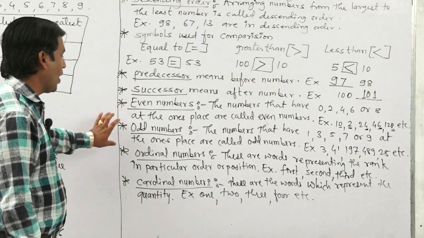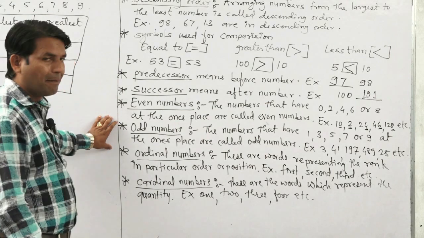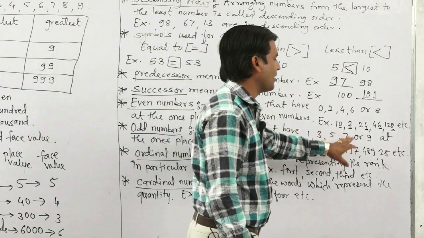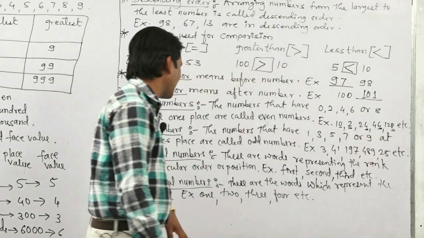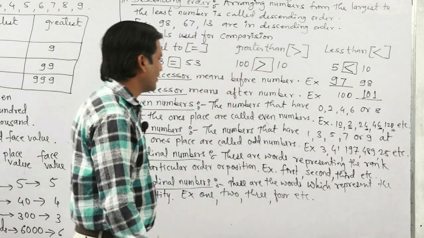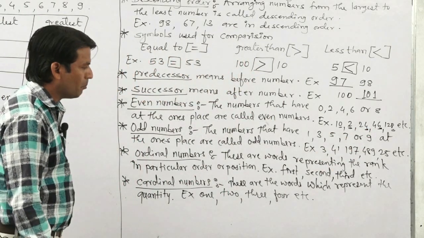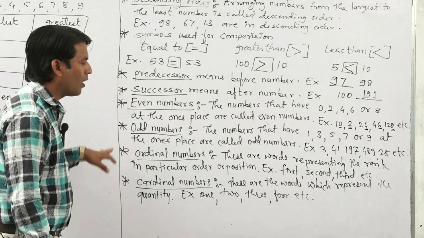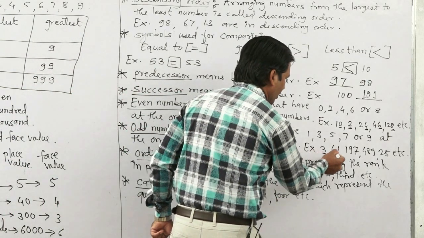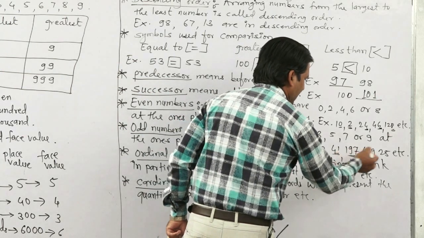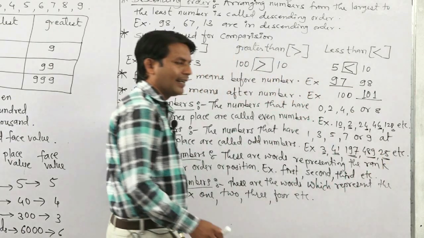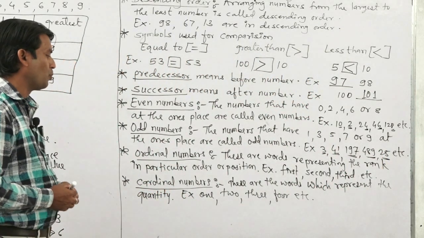Then what is meant by odd numbers? The numbers that have 1, 3, 5, 7 or 9 at the ones place. When these digits are at the ones place of any number, that number is known as an odd number. Some examples of odd numbers are 3, 41, 197, 489, 25, etc.